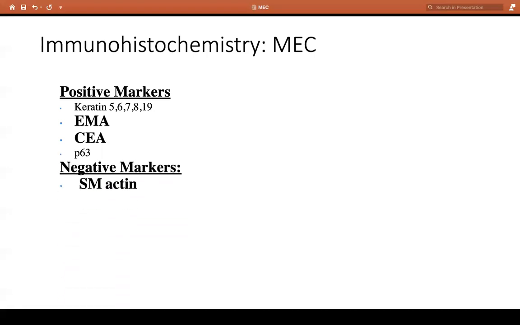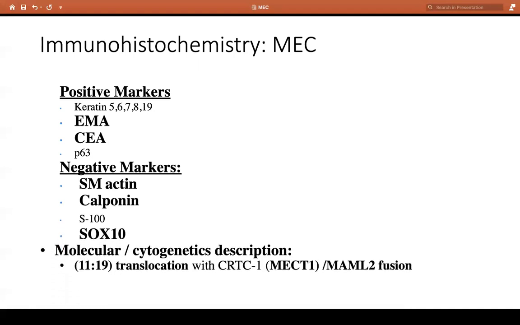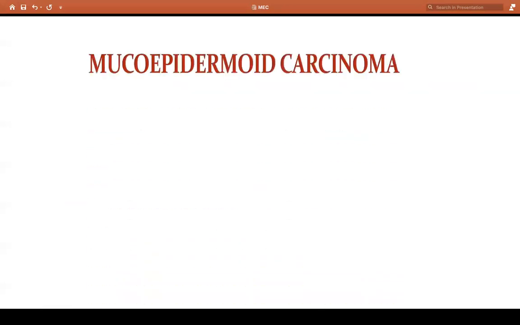And what are the different negative markers? What is the cytokinetics, molecular kinetics of this? These are the 5 questions. Which type of keratin positives: EMA positive, CEA positive, p63 positive, SOX10 negative, S100 negative, calponin negative, actin negative. So translocation of 11;19 is positive.